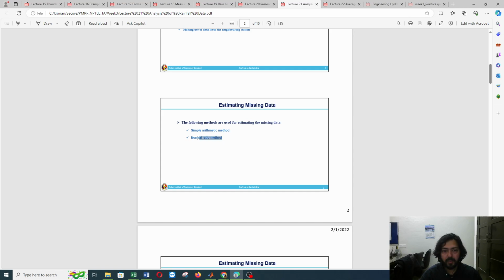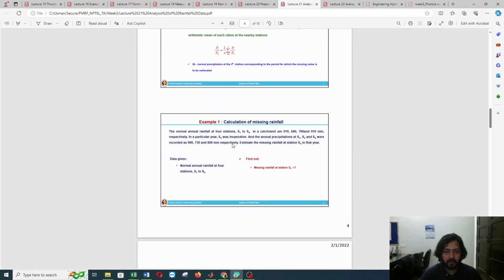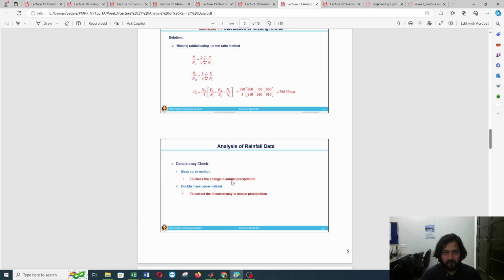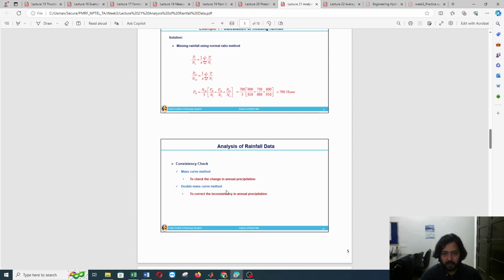In the normal ratio method, along with your precipitation data series, you need the normal precipitation value. If you have normal precipitation data with you, you can go for the normal ratio method. This is the equation for the normal ratio method. We have talked about M here. M is nothing but the number of rain gauges whose data are known to us. Then we have seen this example also. We haven't seen an example for that yet. We'll take an example for this in the next part.